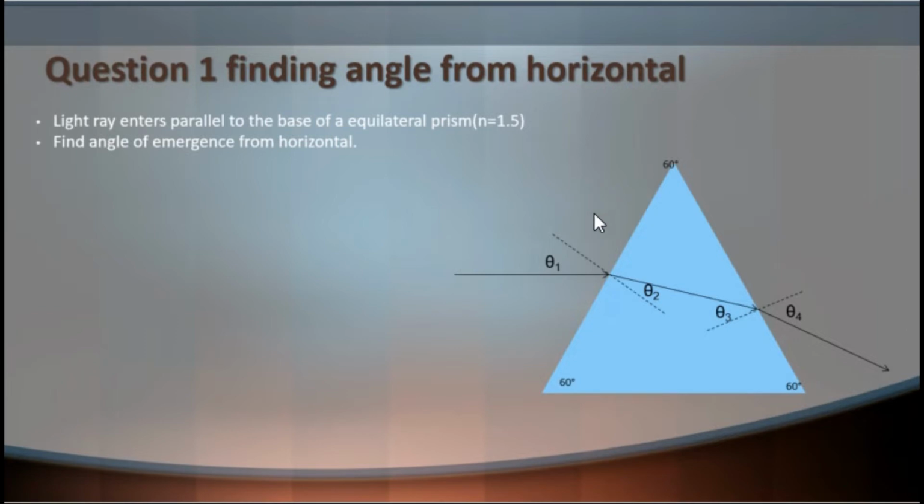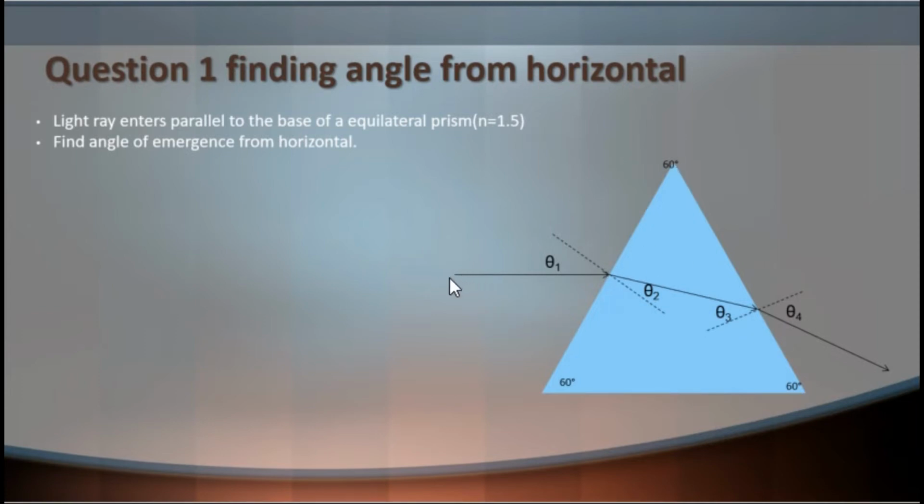In order for us to tackle this question, let's separate it into 4 angles. Theta 1 is the angle of incidence. Theta 2 is the angle of refraction, including theta 3, the incident angle for theta 4. And then theta 4 is the emergent angle.